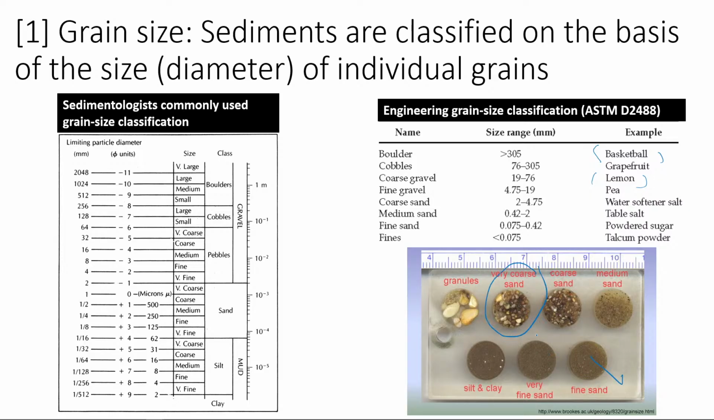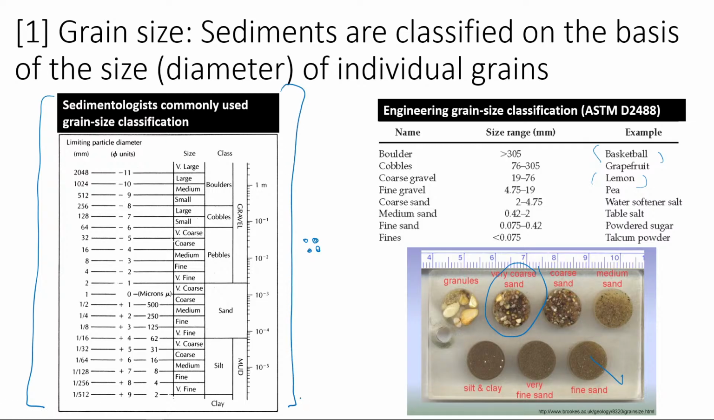Is it because when the particle size is smaller, will that necessarily increase porosity? Actually, no. But I will show you this later. But before I show you this, I just want to show you how sedimentologists commonly use grain size classification. So a sedimentologist will classify grain size in this way.